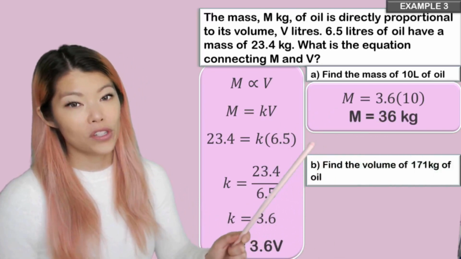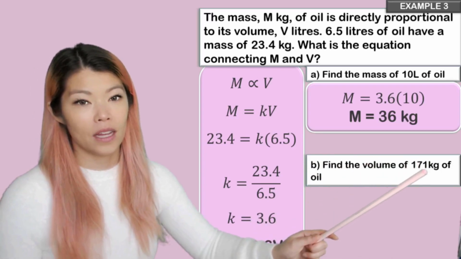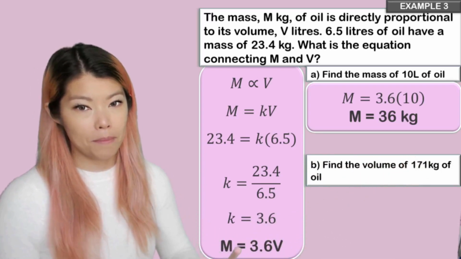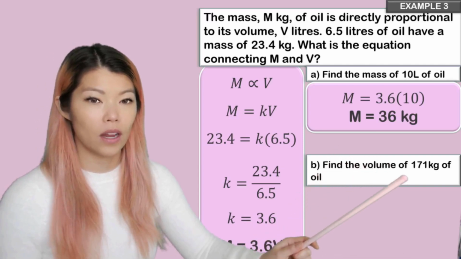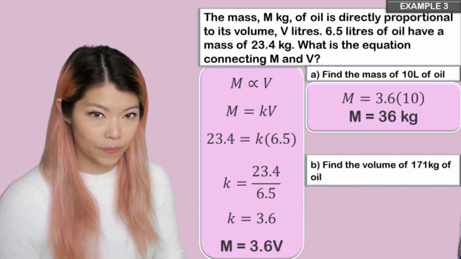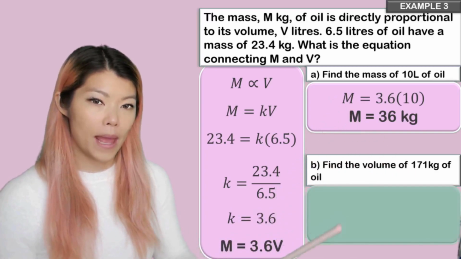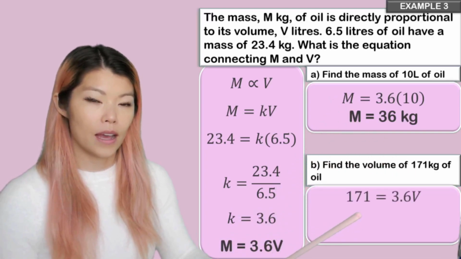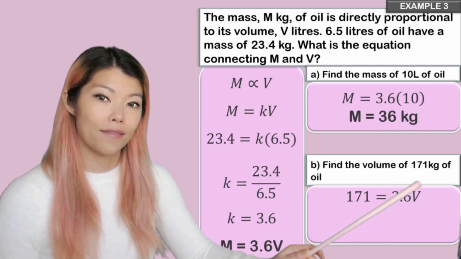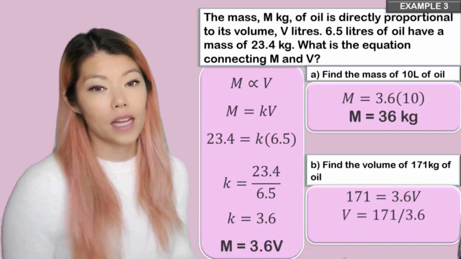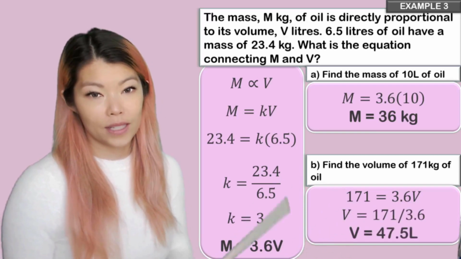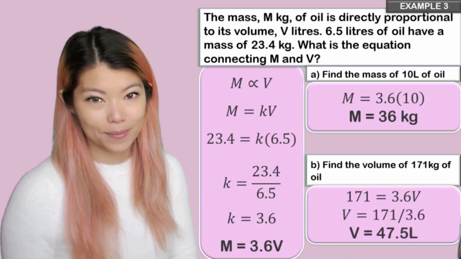Now let's ask a question in reverse. What happens if you have the kilograms, so the mass, and you're looking for the volume? Find the volume of 171 kilograms of oil. So now we put 171 where M is, and we have 171 equals 3.6V. Now we have to figure out what V is. How do we do that? Divide both sides by 3.6 and we get 47.5 liters.